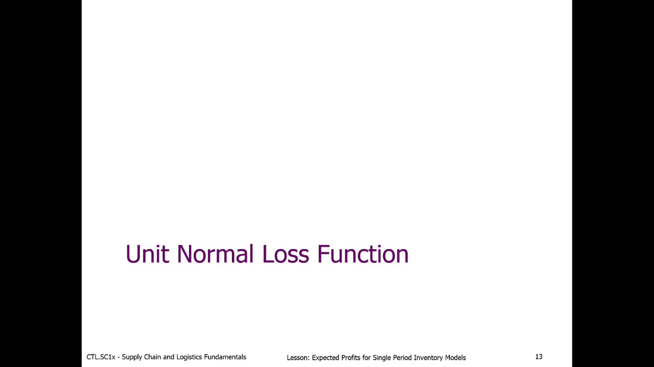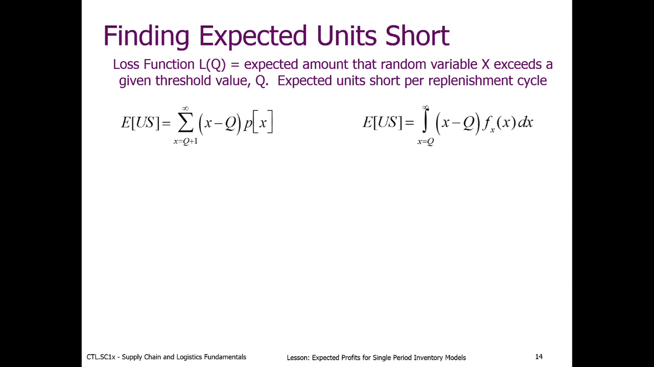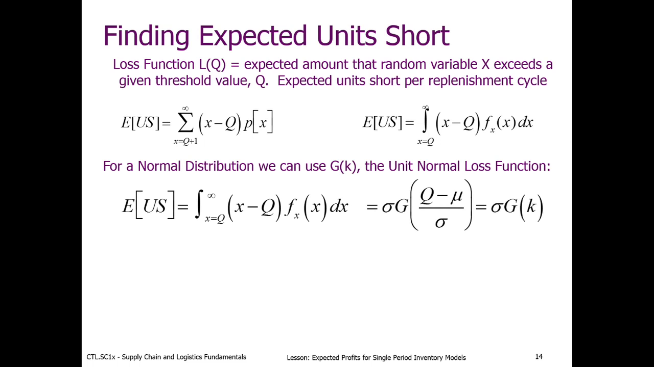Now let's see how to calculate the expected unit short for a normal distribution, for the case where the demand is normally distributed. So what we're going to do is use this loss function, L(Q), and again that's the expected amount that the random variable x, the demand, exceeds a given threshold value Q. This is also called the expected unit short per replenishment cycle.